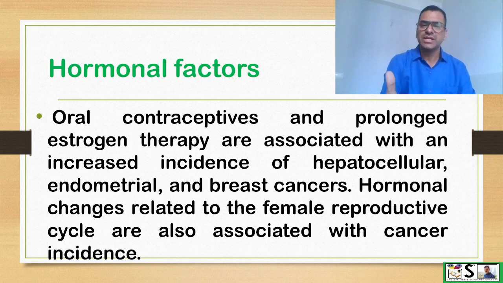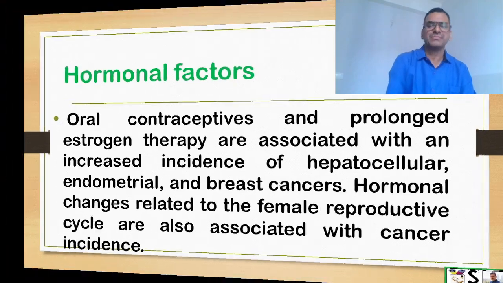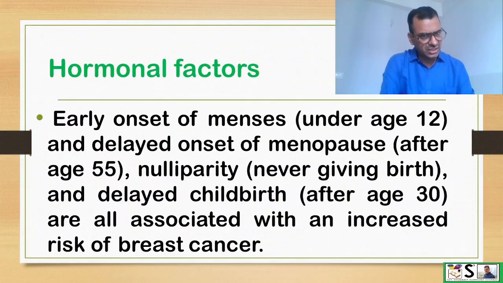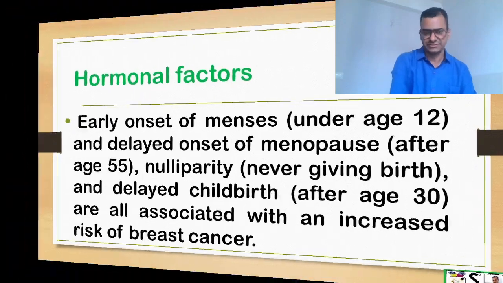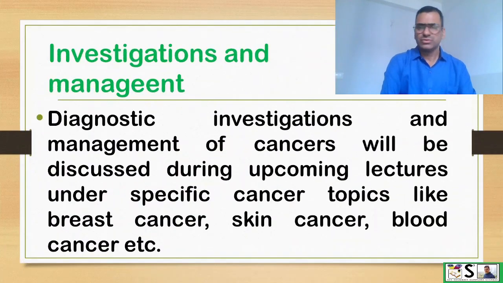Hormonal changes related to the female reproductive cycle are also associated with the cancer incidence. Early onset of menses, means under age of 12, and delayed onset of menopause after 55, and nulliparity, means never giving birth, and delayed childbirth are also associated with the increased risk of breast cancer. So these are the causative factors of cancer.